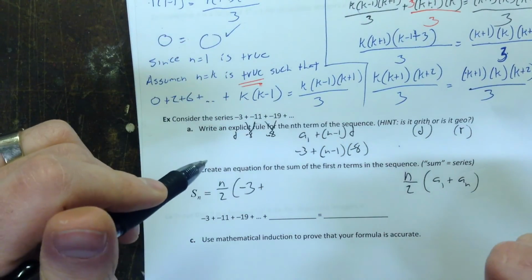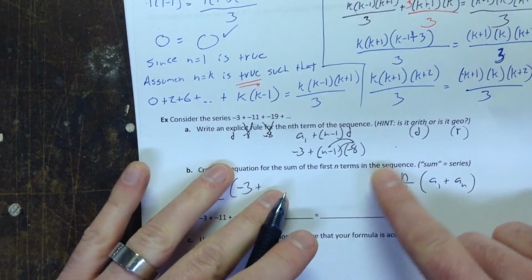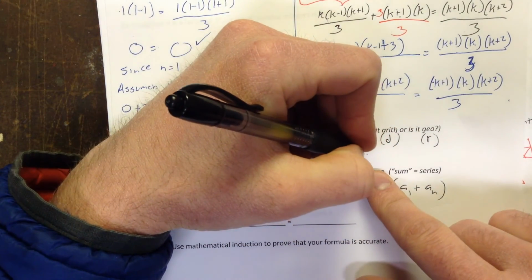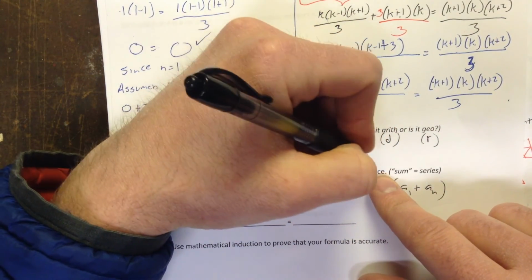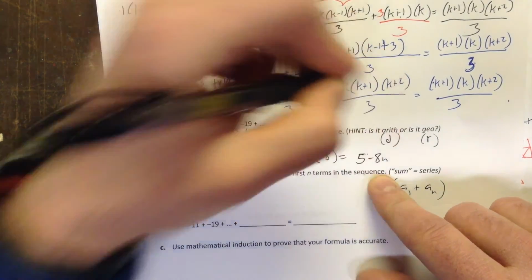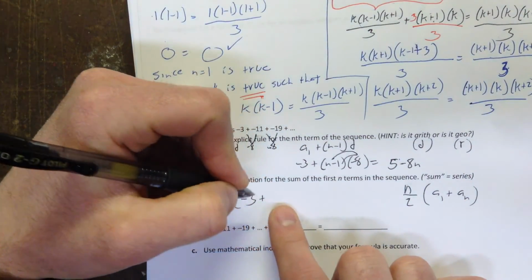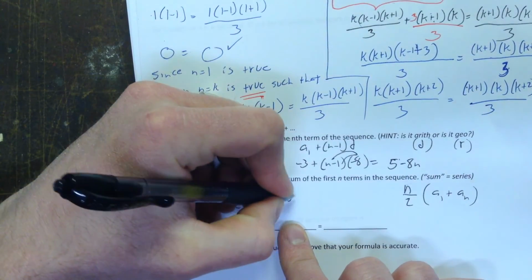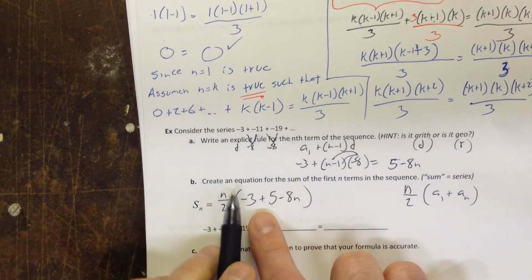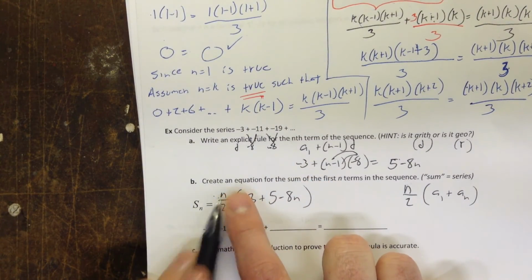Now, some people don't like how big this equation is right here that I've written out. So if you want to simplify it, you can. Take that -8 and distribute it. If you distribute, you will get a little bit of a smaller equation that you might like a little bit more. That would be 5 minus 8n. That's actually your nth term. So that would go right here. It would go 5 minus 8n. This is the first term, this is the last term, this is the number of terms.